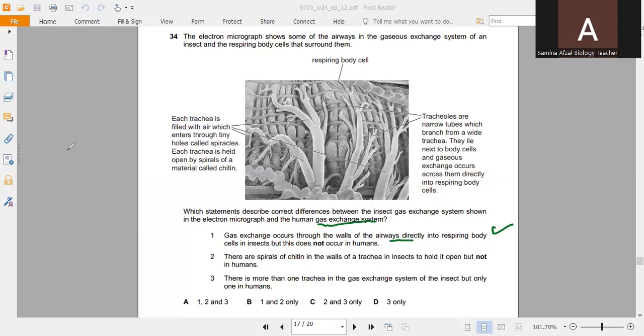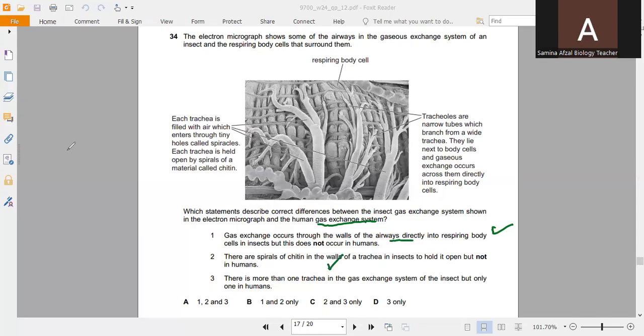There are spiracles of chitin in the walls of the trachea in insects to hold it open, but not in humans. This again is true, because in humans, the spiracles of chitin are not present. Humans have a proper respiratory tract through which the exchange of gases takes place. Air enters and then leaves. So again, this statement is also correct.